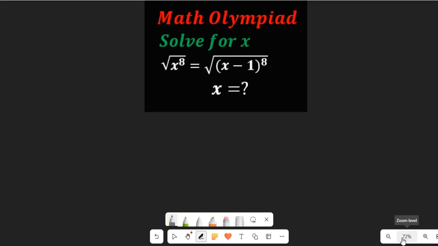Hello, let us learn how to solve this math Olympiad problem. We are given the square root of x to the power of 8 equal to the square root of (x minus 1) all to the power of 8.